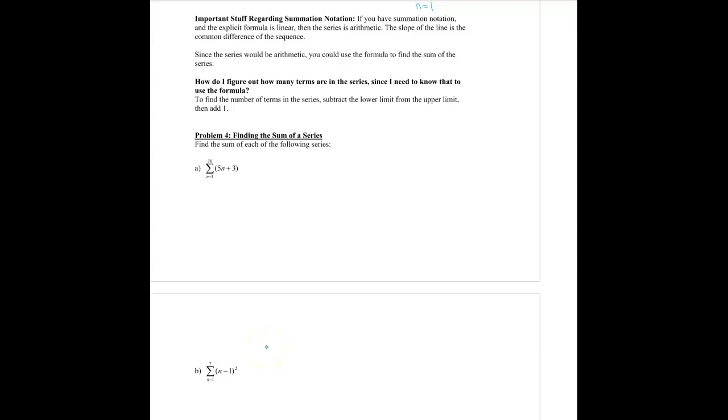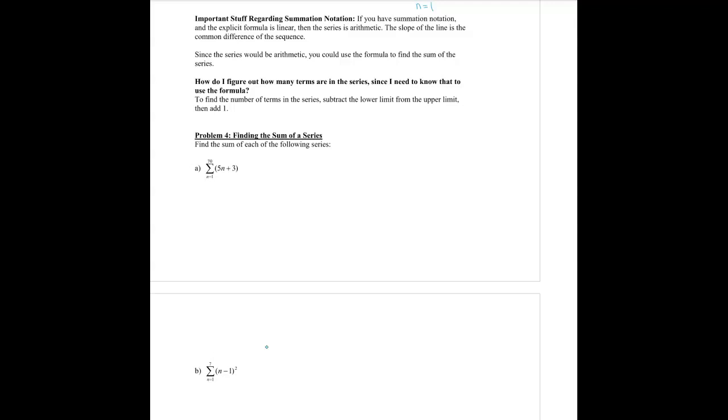So, some important things regarding summation notation. If you have a summation notation and the explicit formula is linear, then the series is arithmetic. The slope of the line is the common difference, that d from a couple sections ago, of the sequence. Since the series would be arithmetic, you need to use the formula to find the sum of the series.